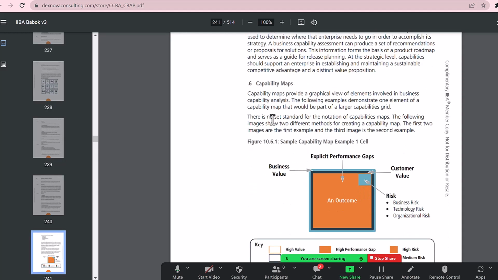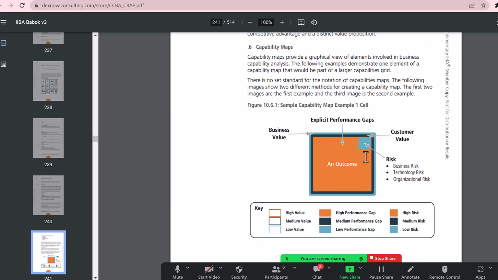These maps are very, very important. Let's say you have any kind of requirement. When you have a requirement, the first thing is how we are going to define value. What is the business value for that requirement, what is the customer value, and what is the risk? When we talk about risk, whether it is high risk, medium risk, or low risk.